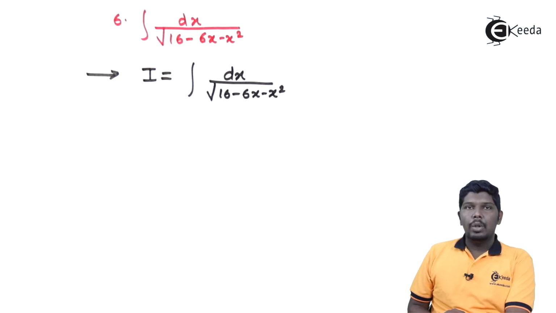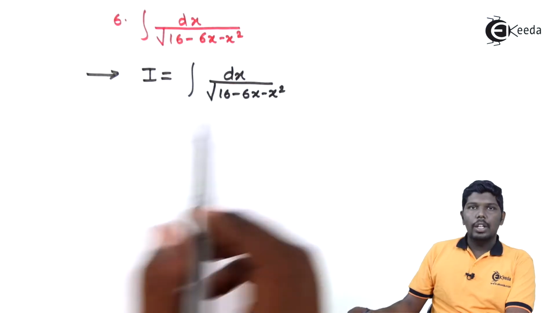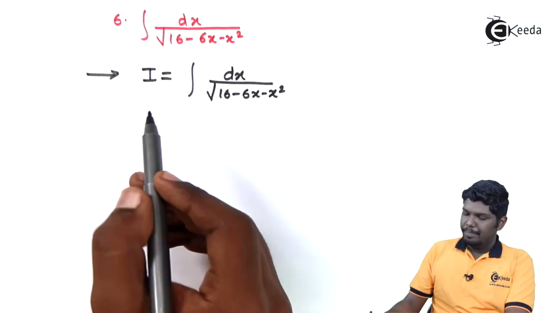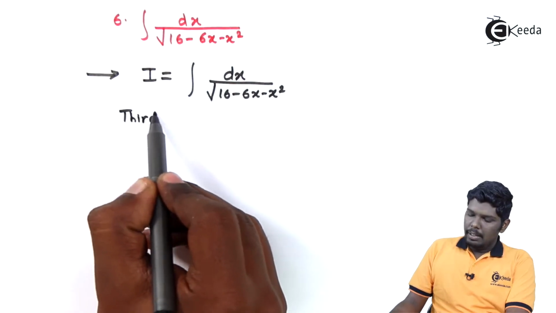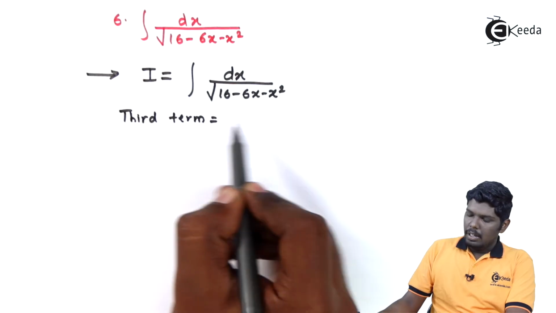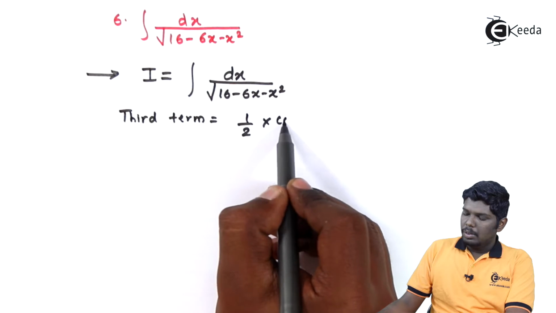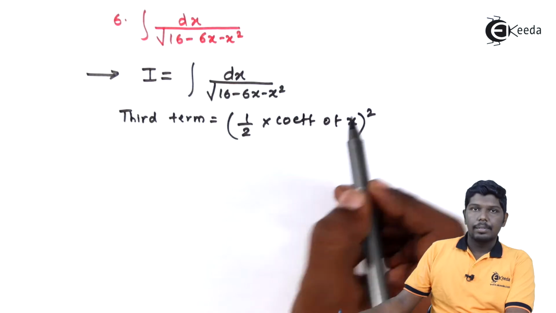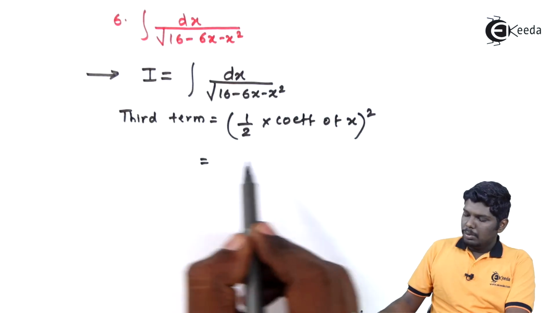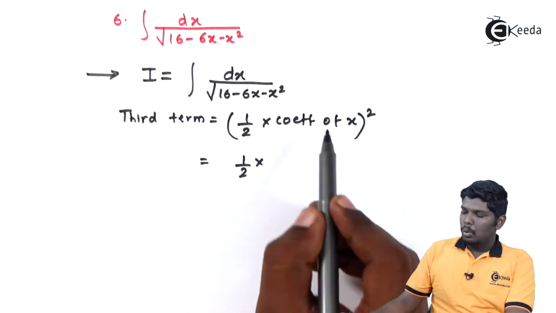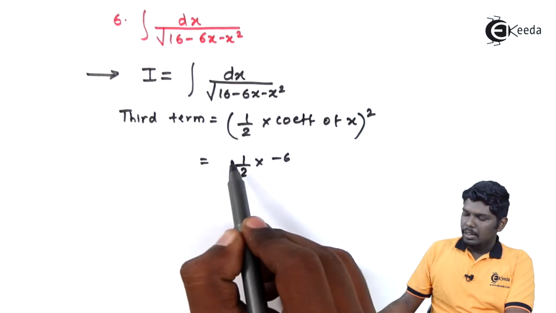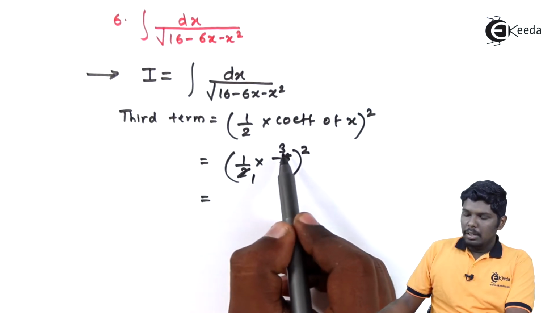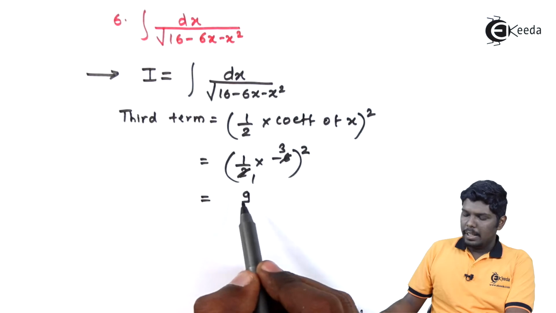Now the first step that we are going to see is that the coefficient of x square should be 1, which is already given. In the second step, we are going to find the third term. The third term is given by half into coefficient of x, the whole square, that is equal to half into coefficient of x, which is minus 6, the whole square. Two ones are 2, three twos are 6, and minus 3 square will give you plus 9.